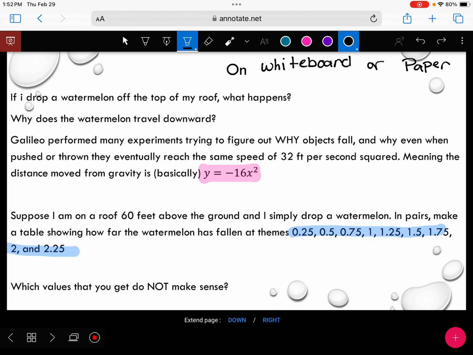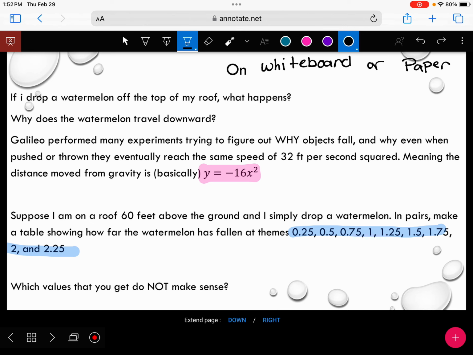I keep on getting negative numbers. That's right. No, you're 100%. Because did my watermelon go up or did it go down? It went down. So how far did it go? Negative 1. So it went down, just a little bit. Down 1.